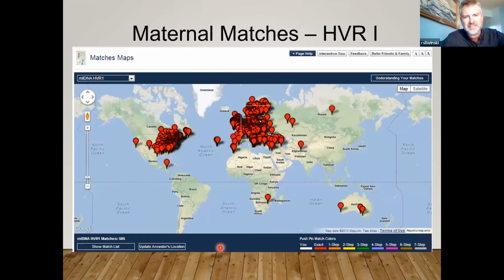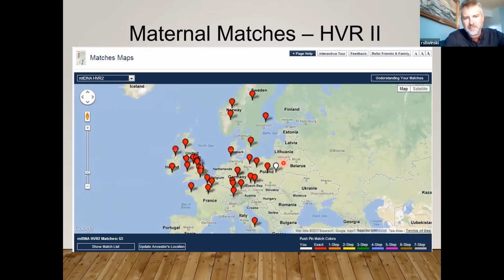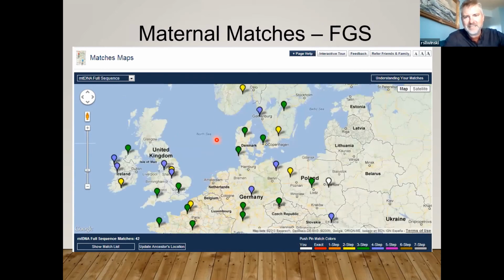So you kind of see this before. Matches HVR1 pretty much globally. A lot of people I match. HVR2, I'm the white balloon again. Shows most of this is a Northwestern European or Northern European genetic group. And this is my full genetic sequence. And none of them are exact matches.